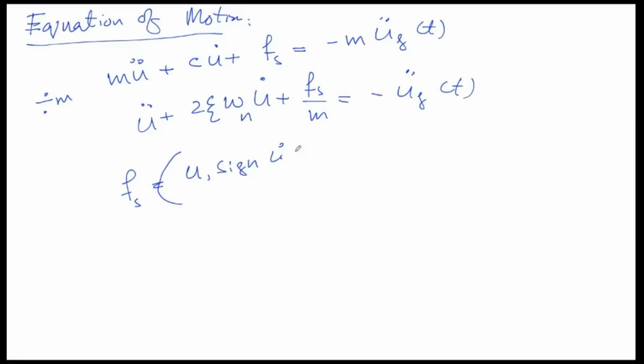Just right here, because the force deformation relationship of the system is no longer linear. So it can be defined not only by Fs equal to Ku, but it is defined by Fs depending on the displacement as well as the sign of the velocity. So the force can sometimes be increasing, sometimes it can be constant, sometimes it can be decreasing depending on the sign. Sometimes it's negative, sometimes it's positive.